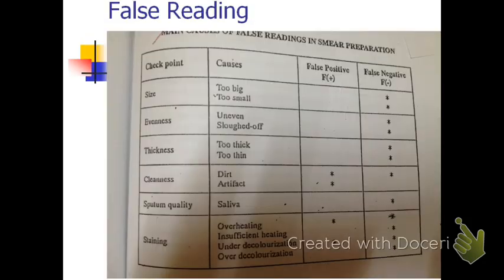So how do we know if we have a false positive or false negative? The checkpoint would be the size. It should not be too big or too small. Then the evenness of the smear, as unevenness may result in false negative. The thickness should be not too thick or too thin. That's the reason why the proper coiling is very important, so that you prevent smears that would be too thick or too thin.